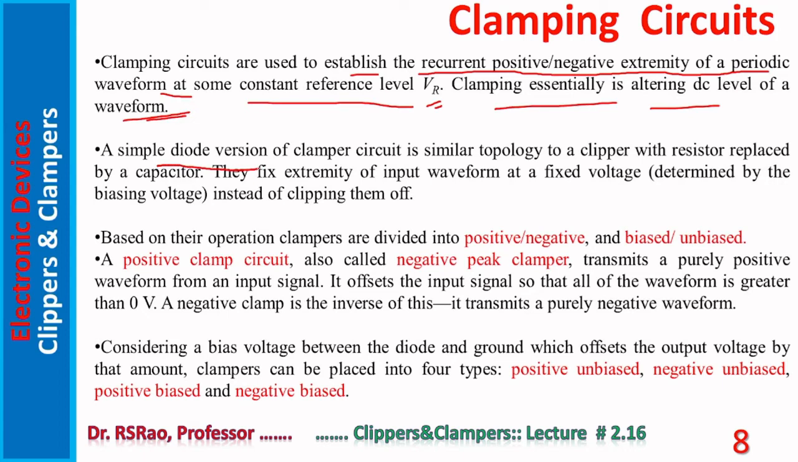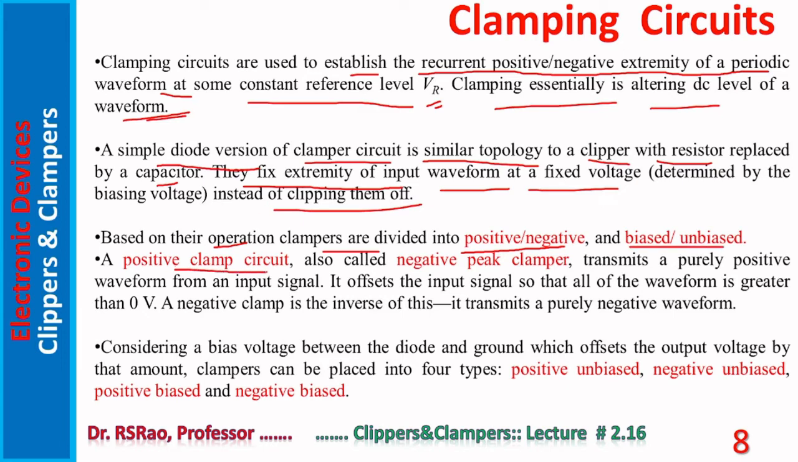A simple diode version of a clamper circuit is similar in topology to a clipper, with the resistor replaced by a capacitor. They fix the extremity of the input waveform at a fixed voltage determined by the biasing voltage, instead of clipping them off. Based on their operation, clampers are divided into positive or negative. Another classification is into biased and unbiased.